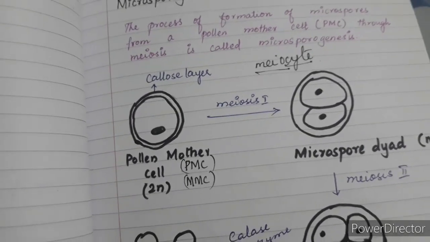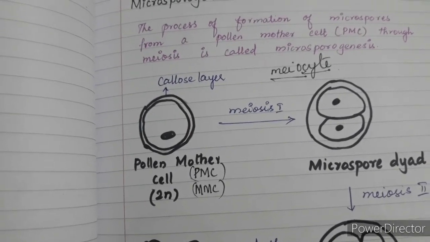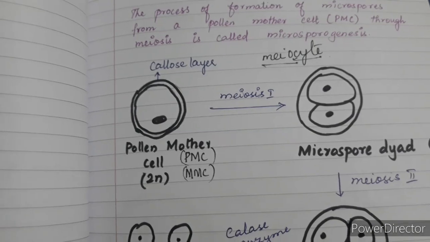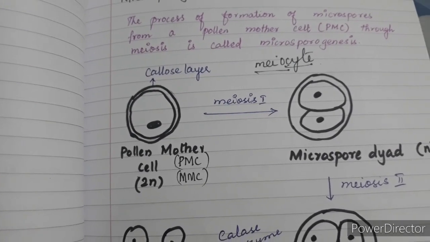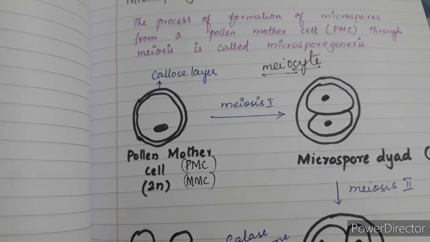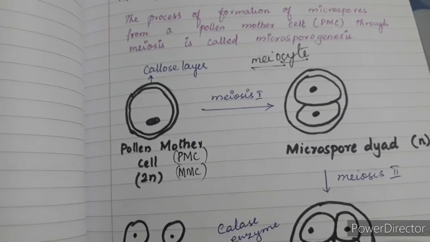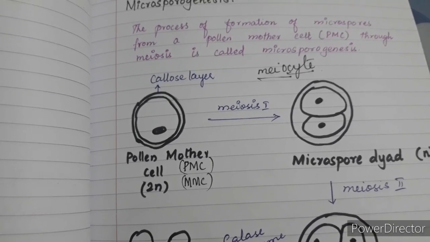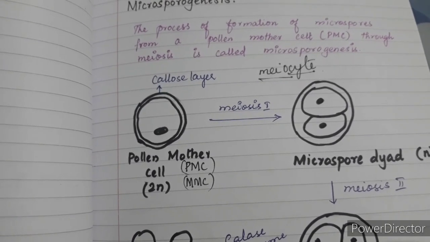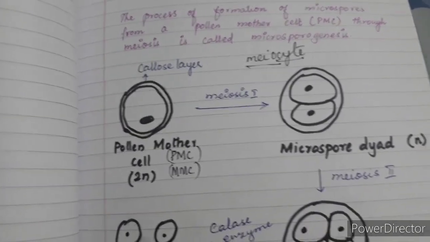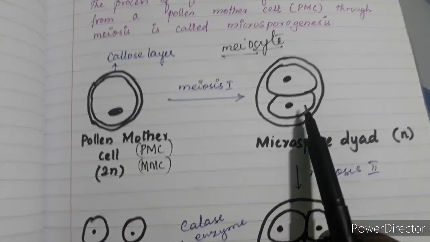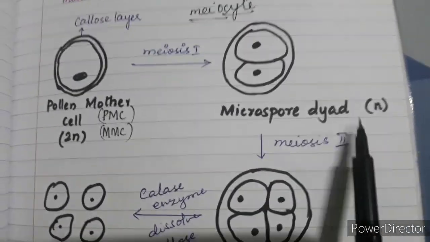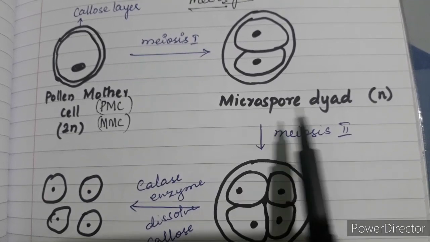Normally in meiosis there are 2 stages, meiosis 1 and meiosis 2. In meiosis 1, the cell divides into 2 cells and the chromosome number is halved. And in meiosis 2, further division happens. Finally 4 cells will be obtained. All the 4 cells are haploid in nature. So you can see that this pollen mother cell is undergoing meiosis 1, forming 2 cells, and these 2 cells are haploid in nature, and these cells are referred to as a microspore dyad.